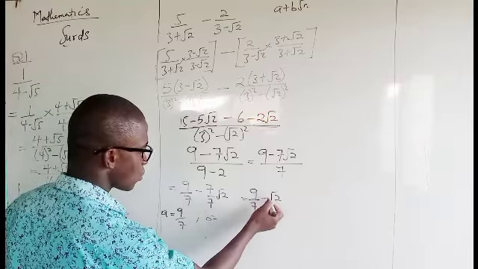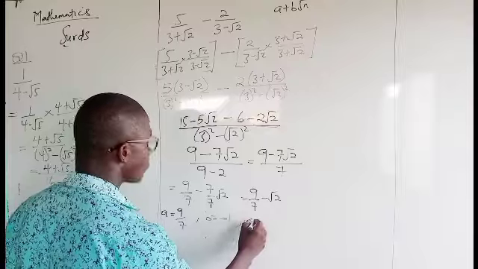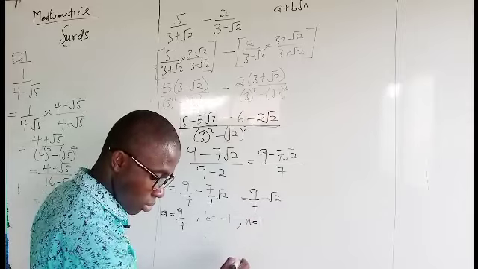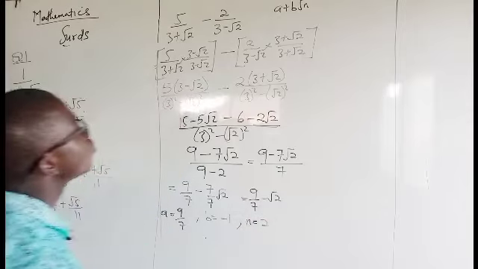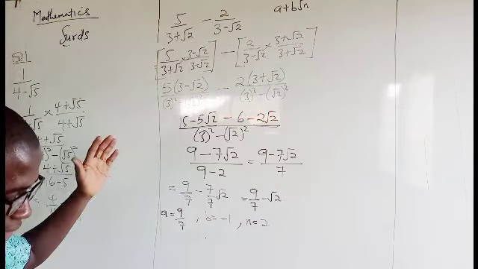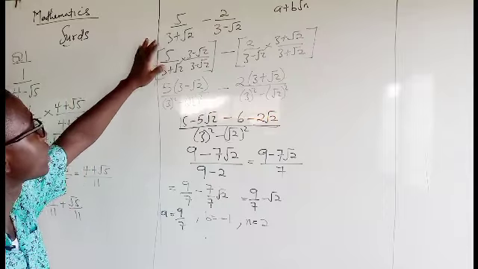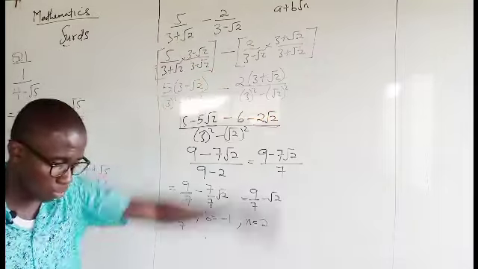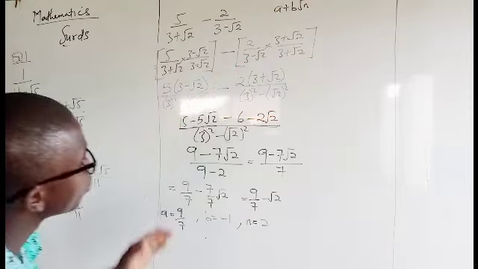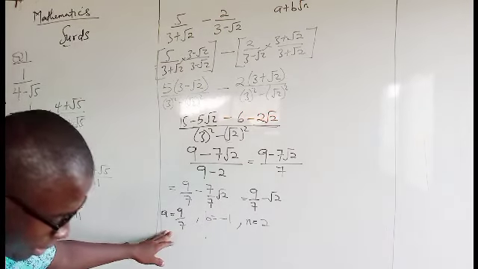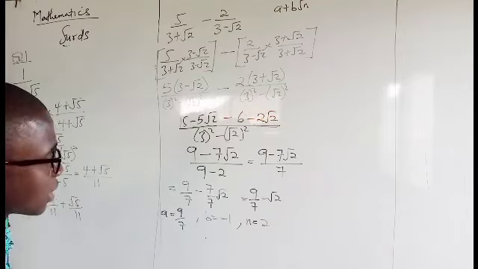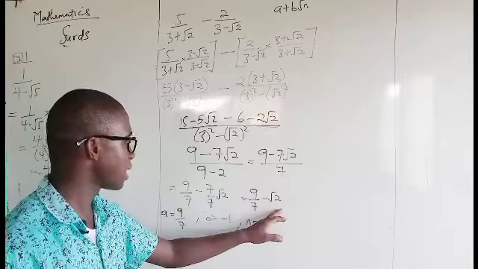becomes, there's 1, so minus 1, and our n becomes 2. So the question says simplify 5 over 3 plus root 2 minus 2 over 3 minus root 2, leaving your answer in the form a plus b root n, where a, b, and n are constant. So we will have this as our final answer.